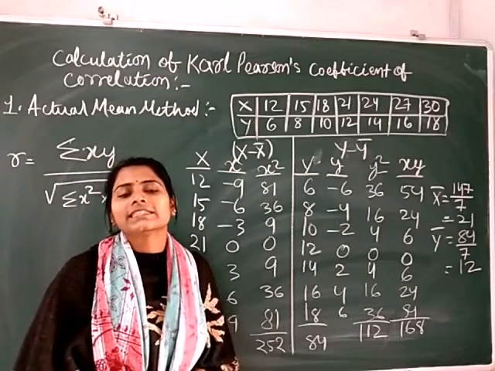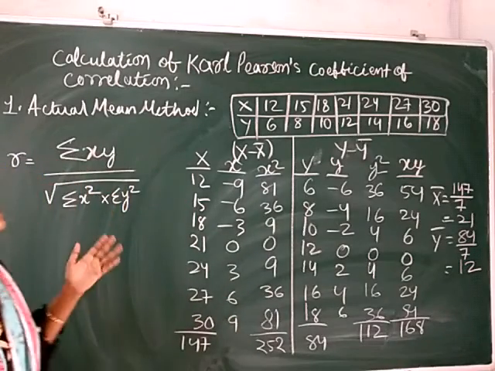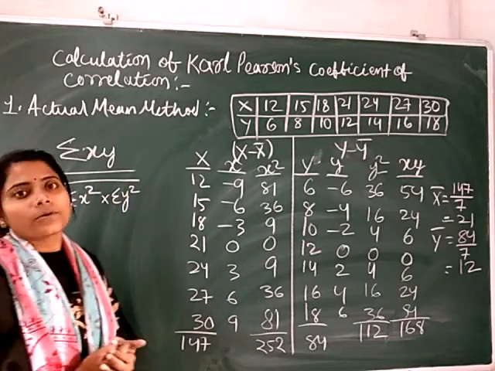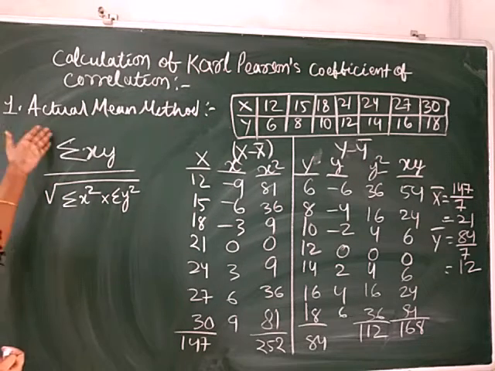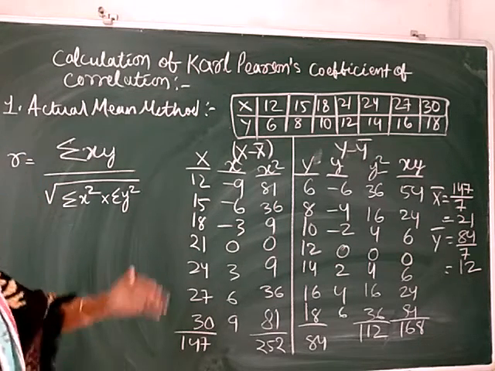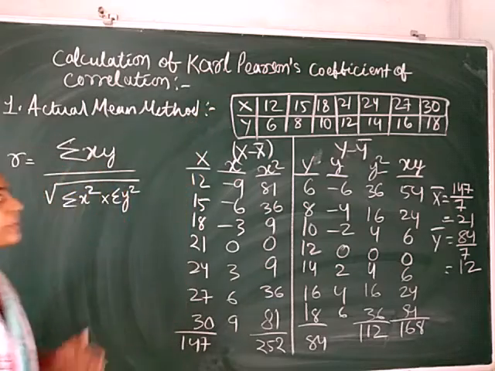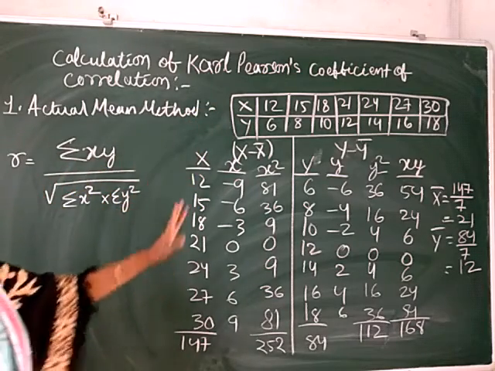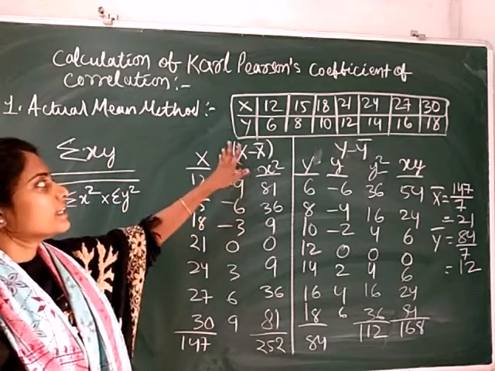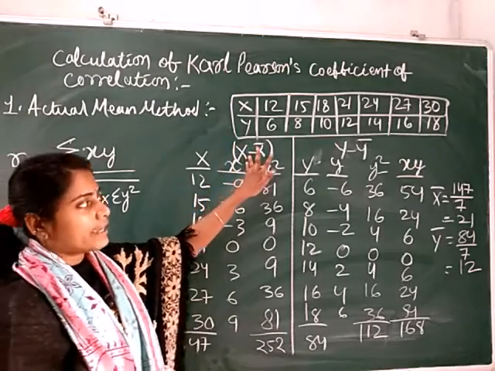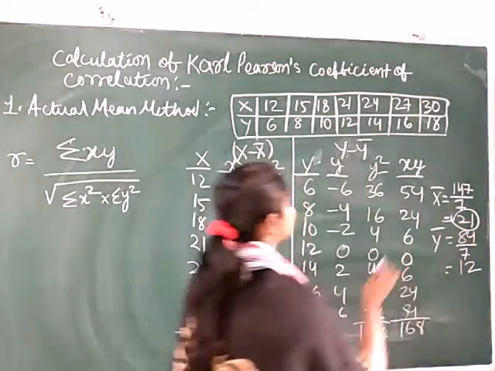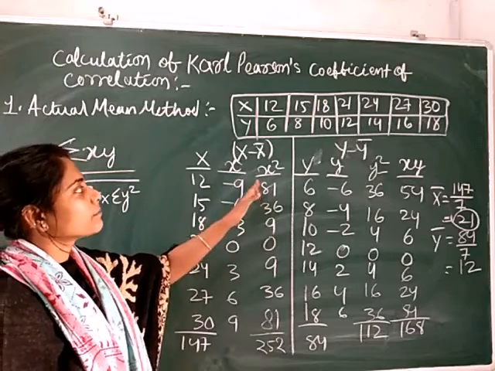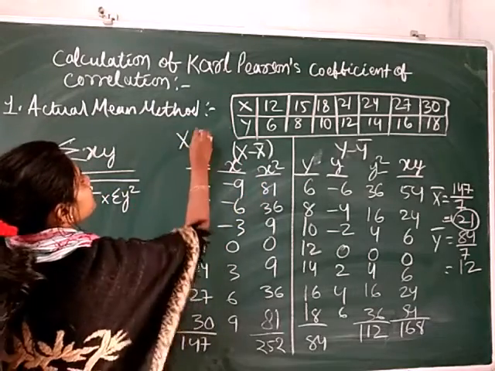Hello students, today in this class we will discuss the calculation of the Karl Pearson coefficient of correlation. Here we first discuss the actual mean method. Here x and y are given. First we write the x, then we calculate small x, that is x minus x mean. Here the mean is 21. Then we compute x square. This is the x series.